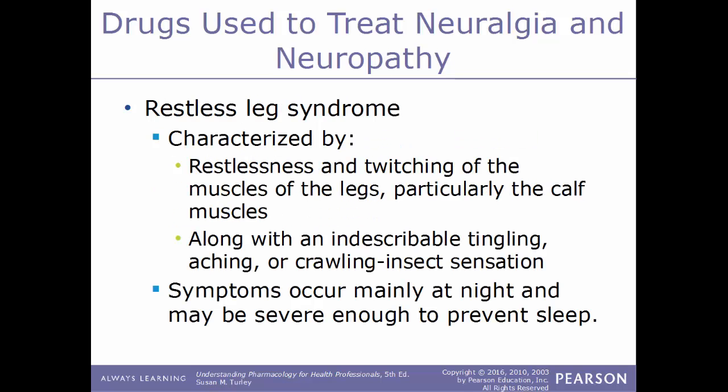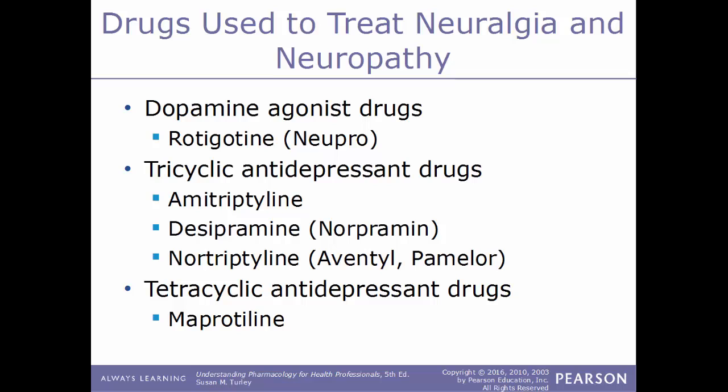Another example of this would be restless leg syndrome. This is characterized by having a restlessness and a twitching of the muscles in the legs, in particular of the calf muscles. And this goes along with an indescribable tingling or aching or a sensation of an insect crawling on your legs. And these symptoms occur mainly at night and may be severe enough to prevent the person from being able to sleep.